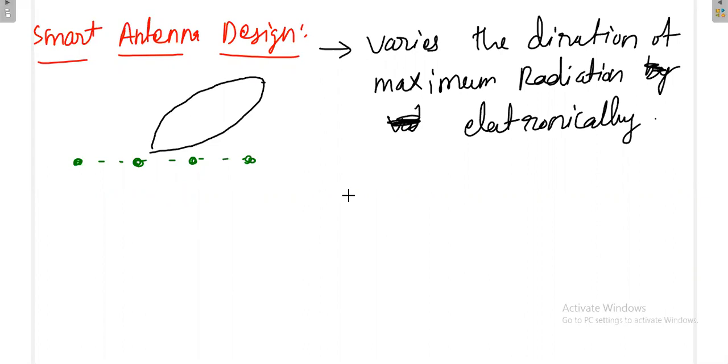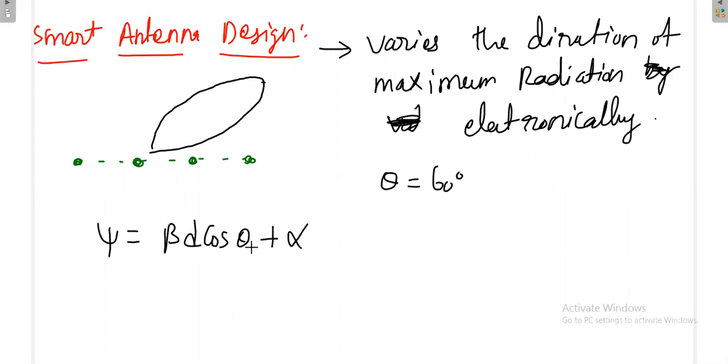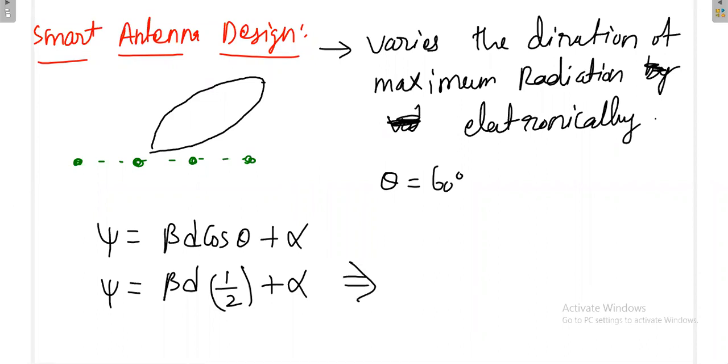Now I assume that I need a maximum radiation at some angle, say theta is equal to 60 degree. At any point of time, psi is equal to beta d cos theta plus alpha. Earlier theta was 0 or pi by 2, now theta is 60 degree. Somebody tell me what is cos 60 degree? 1 by 2. And for maximum radiation, psi has to be 0.